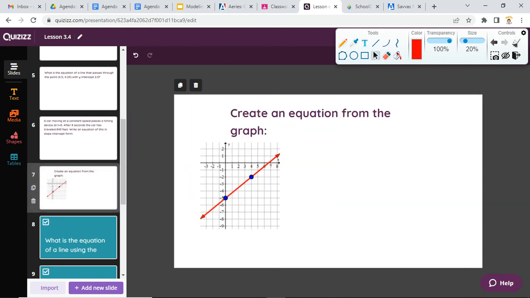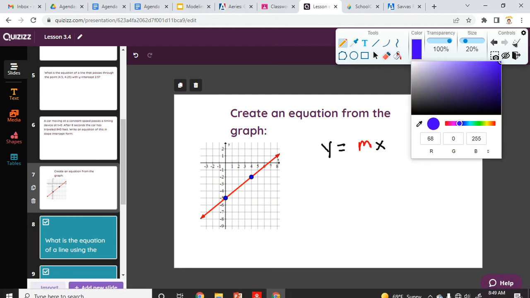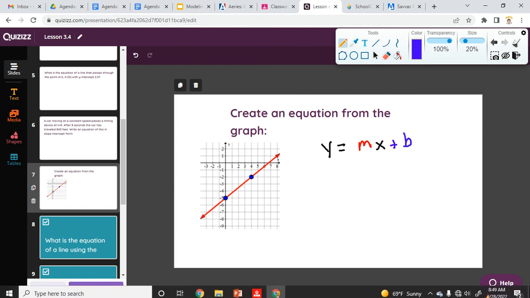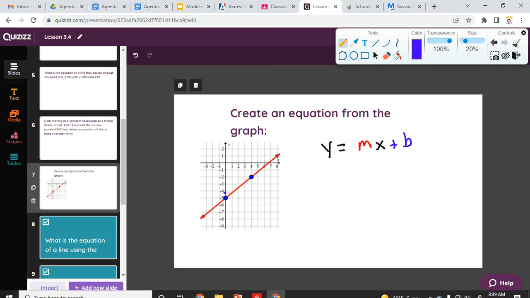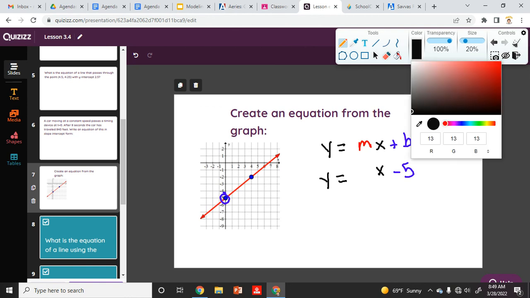All right, last question for us here. Create an equation from the graph. All right, this is something we have done standard at this point. This is just using a graph here. y is equal to mx plus b. So let's start by finding my y-intercept, since that's the hardest thing I could possibly do. Remember, the y-intercept is where my graph crosses the y-axis, which is right here at the point -5. So I'm going to replace my b with -5. So I still have y is equal to mx plus -5, or y is equal to mx minus 5.